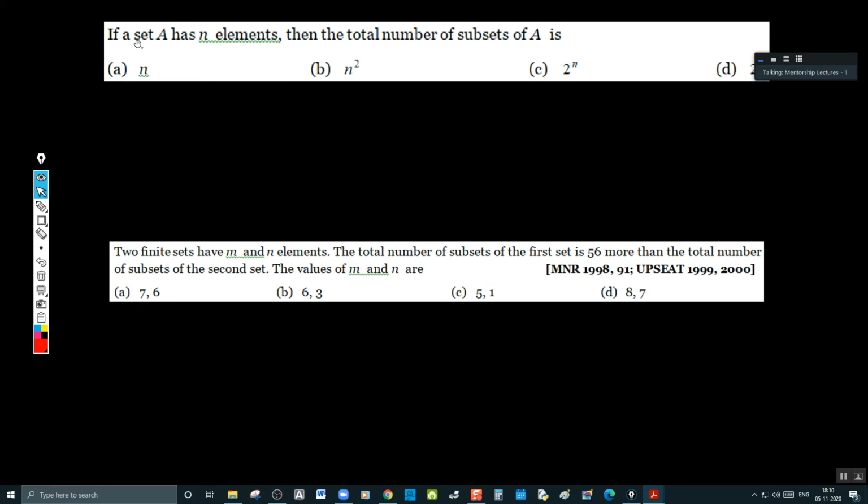A set A has n elements, and the total number of subsets of A is 2 raised to n. How do you know that? So the formula is there. That's a formula. I have shown you just now by taking an example, 1, 2, 3 also.